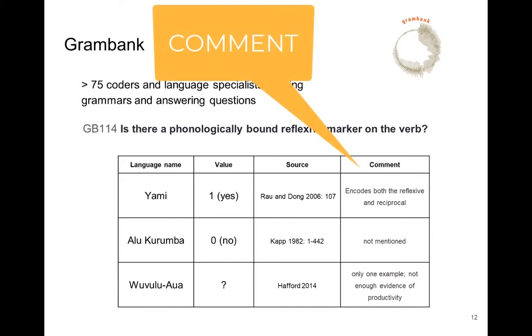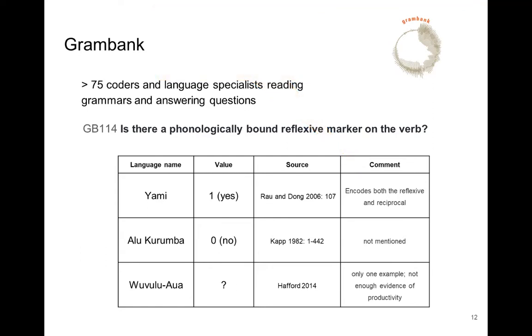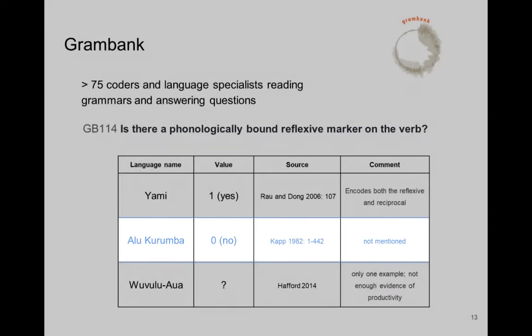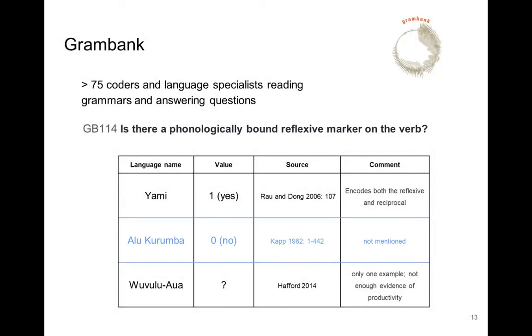Coders are encouraged to provide comments anytime coding is not straightforward, or if they have to interpret the data in a grammar, or if the answer is no, because a source does not provide an explicit answer to the question that we're asking. When there's a no in the value field, and not mentioned in the comment field, for example, this means that a coder has judged that in this particular language, or this particular grammatical description, the absence of evidence of this feature constitutes evidence that the feature was absent.